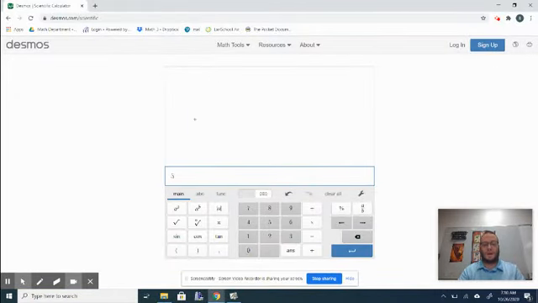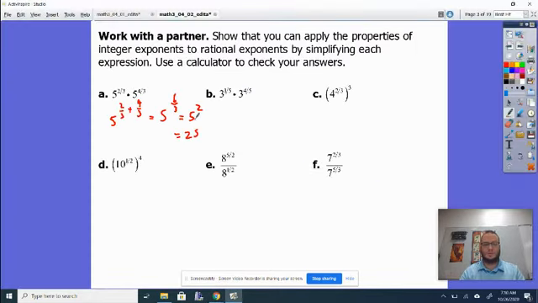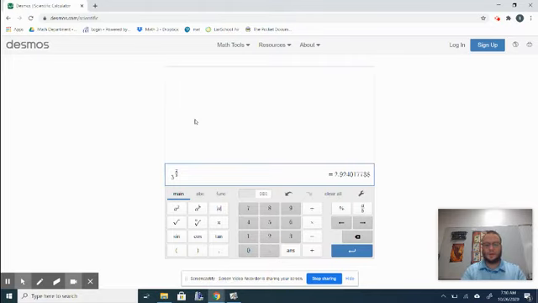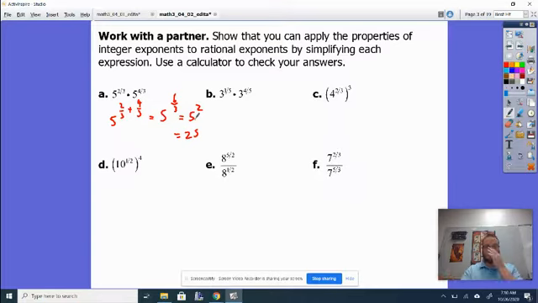But we started off with 5 to the 2/3 times 5 to the 4/3, and I get 25. Again, feel free to use Desmos to double check these. I'm probably going to skip that just to save some time. Same thing with this second one: 1/5 plus 4/5 is going to be 5/5, or 1, and anything to the first power is just that thing.